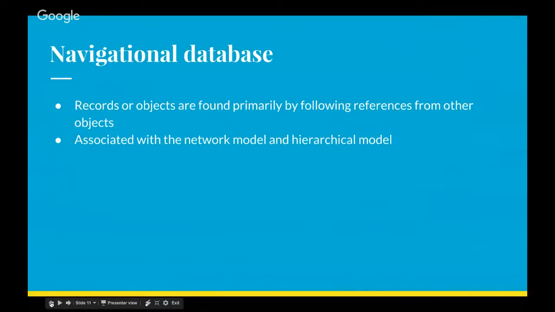Navigational databases: records and objects are found primarily by following references from other objects. They are associated with the network model and hierarchy model.